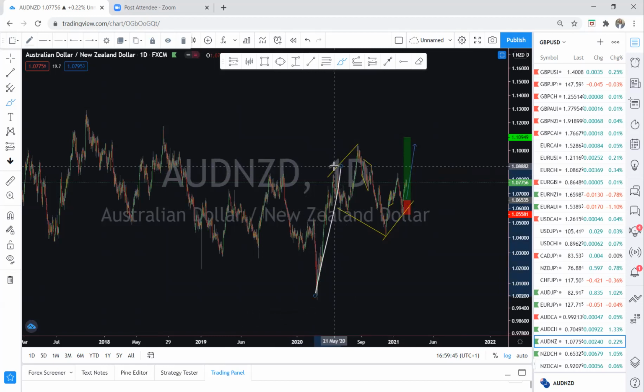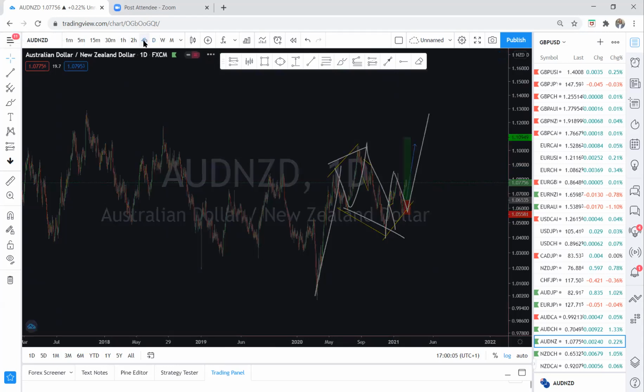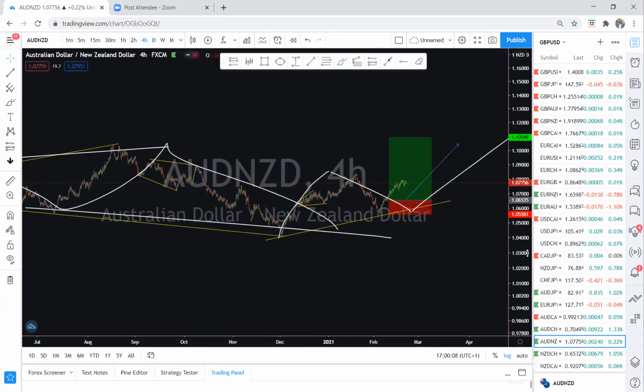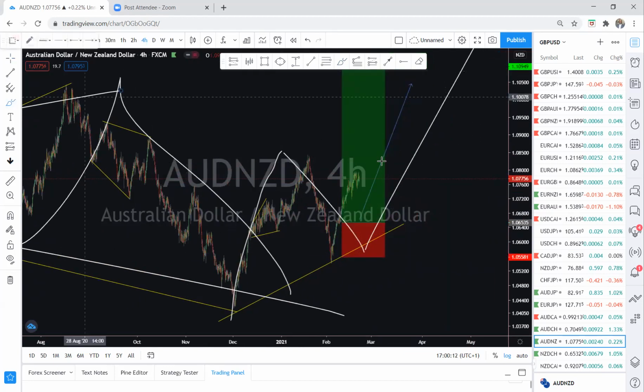After this move, you have an expanding flat here. After this expanding flat, this correction meets up with the guideline of an expanding flat. We have moved to the upside, we have a correction, then we should have a continuation to the upside for Aussie New Zealand. Then at this level, what are we to expect in the 4 hour time frame? What are we to expect in order to join the buy of Aussie New Zealand?